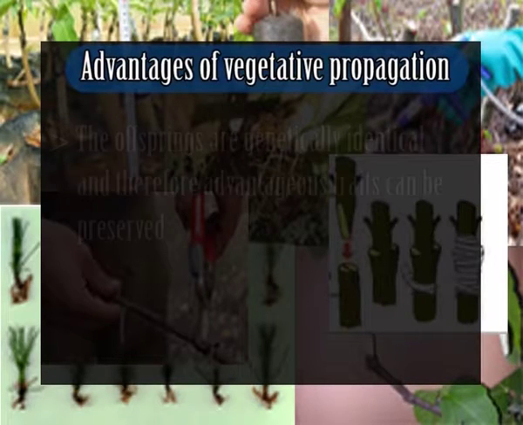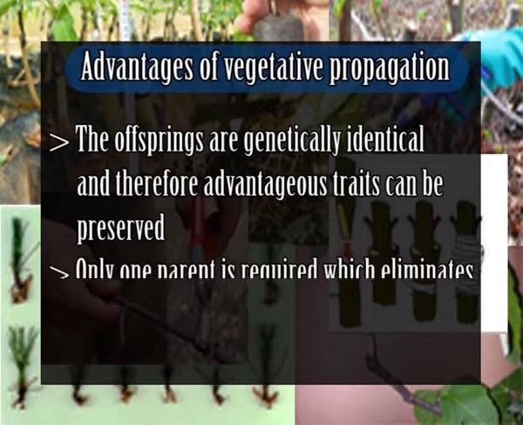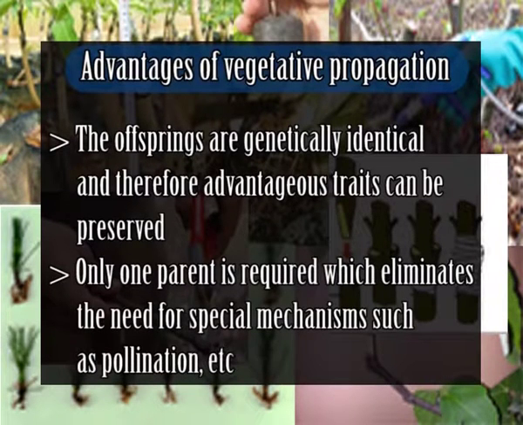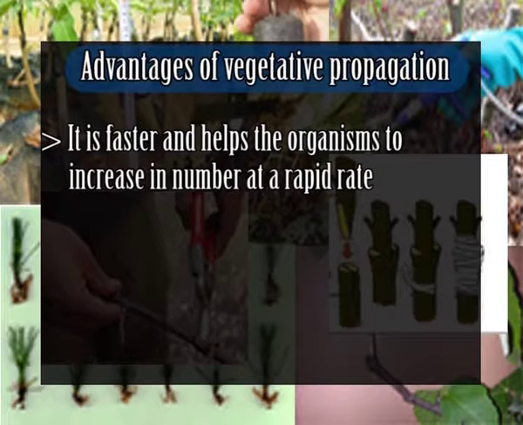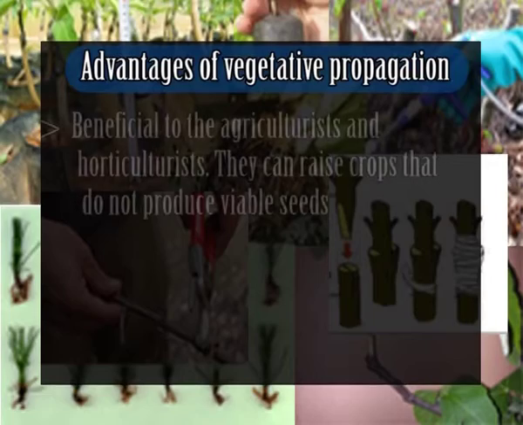Now, there are a number of advantages of vegetative propagation which include: the offspring are genetically identical and therefore advantageous traits can be preserved. Only one parent is required, which eliminates the need of special mechanisms such as pollination. It is faster and helps the organism to increase in number at a rapid rate that balances the loss in number due to various causes. Many plants are able to tide over unfavorable conditions. This is because of the presence of organs of asexual reproduction like the tubers, corms, bulbs, etc.